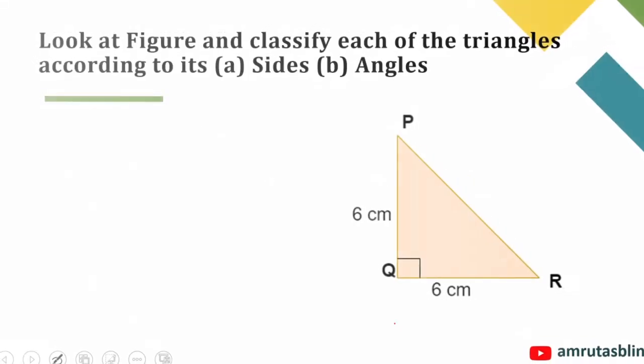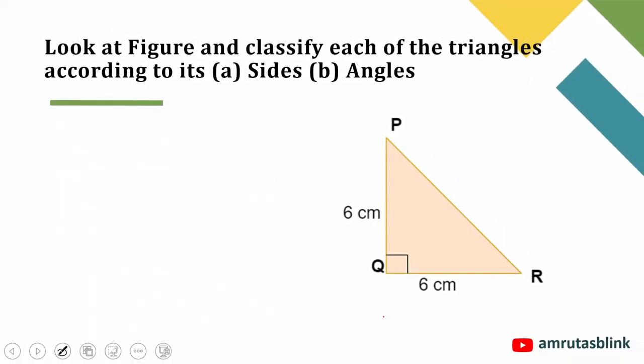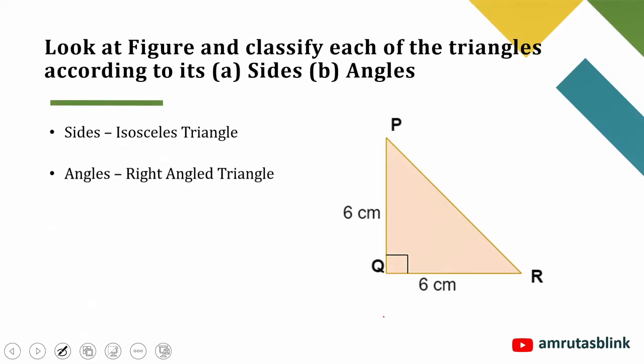In triangle PQR, side PQ is equal to side QR, which is equal to 6 centimeters, hence it is an isosceles triangle, and as angle PQR is 90 degrees, hence it is a right angled triangle.